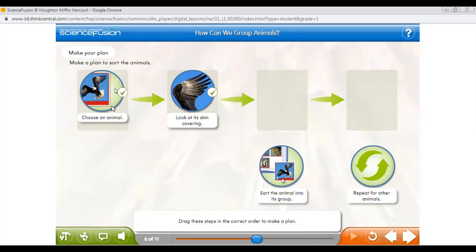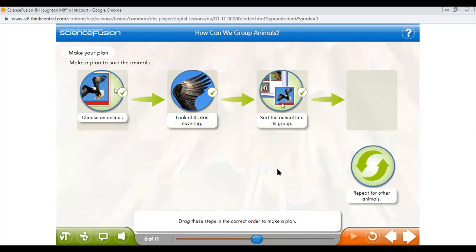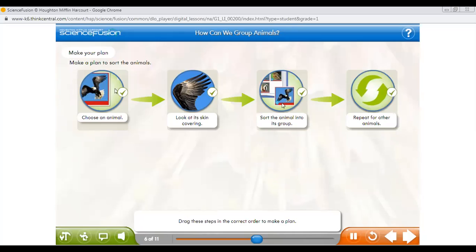So first, you choose the animal, and then you look at its skin, and then you sort the animal into the group. You decide which group the animal belongs to, like is it a mammal, or a reptile, or an amphibian. And last, you repeat the same for all the animals. Good work! Now you're ready to sort the animal trading cards.